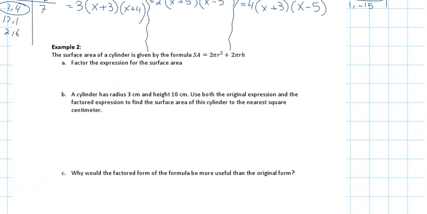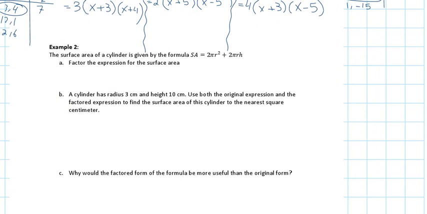So if you're factoring this, what's the first question you're going to ask yourself? Do I have a common factor? What is it? 2 pi r. Both terms have the number 2. Both terms have the symbol pi. Both have the letter r. So I can have a greatest common factor of 2 pi r.